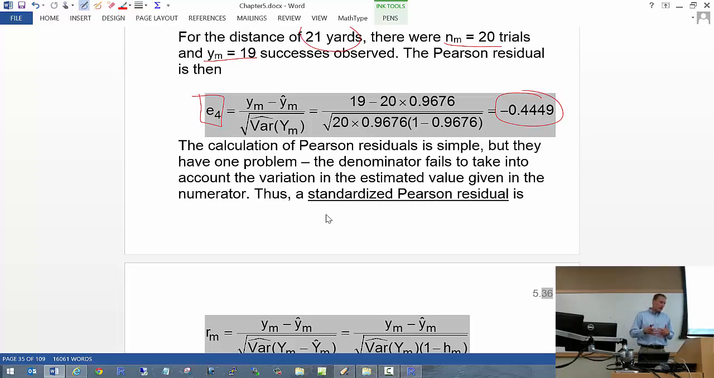And as we talked about a little bit last time, and we will see again here shortly, we essentially make like a standard normal approximation to this Pearson residual. Anything outside of maybe plus or minus 2 gives us a little bit of cause for concern.